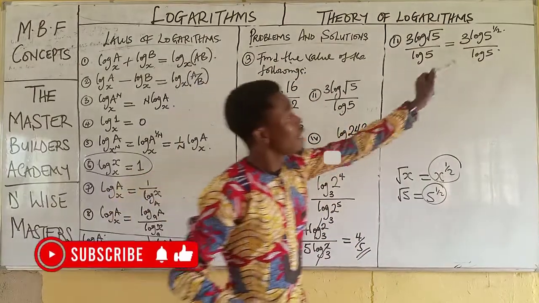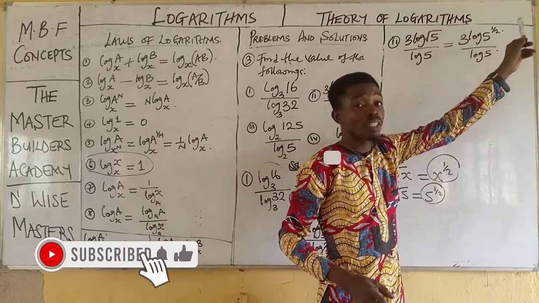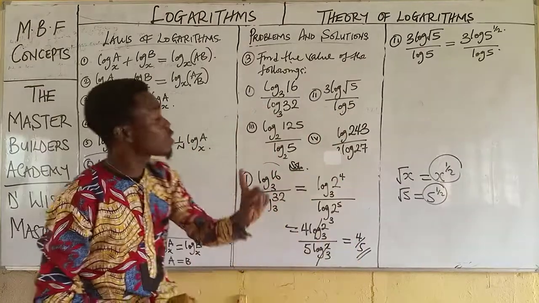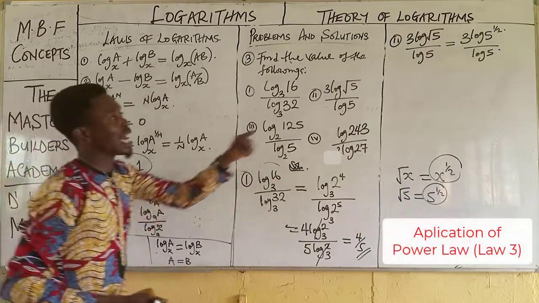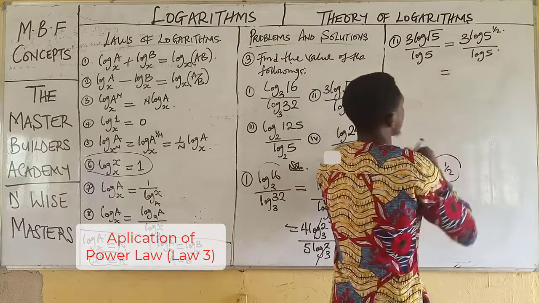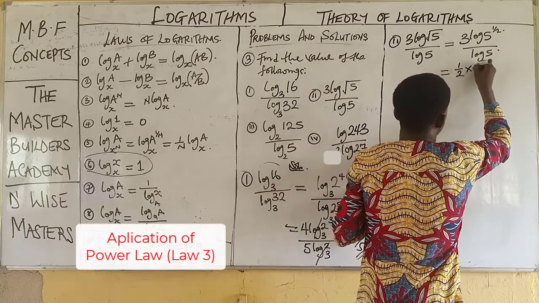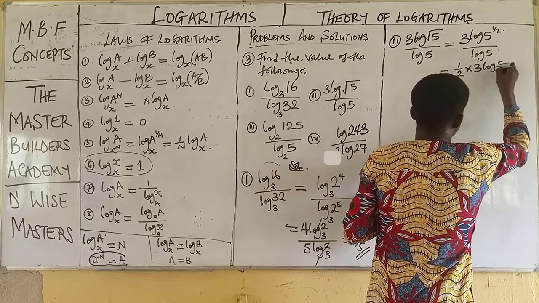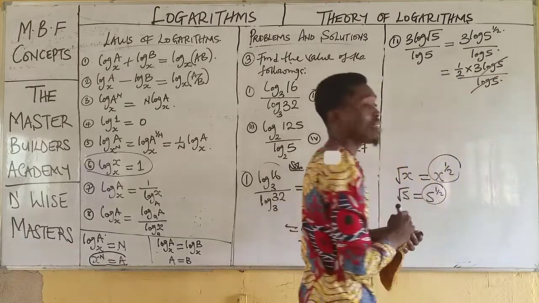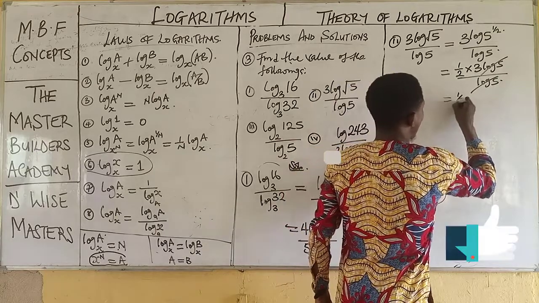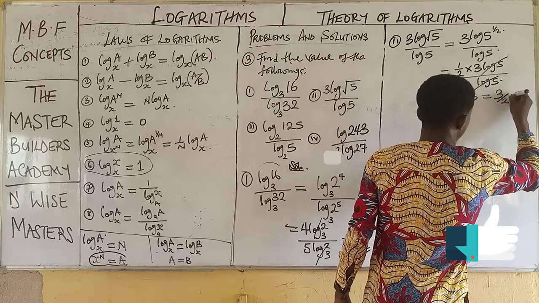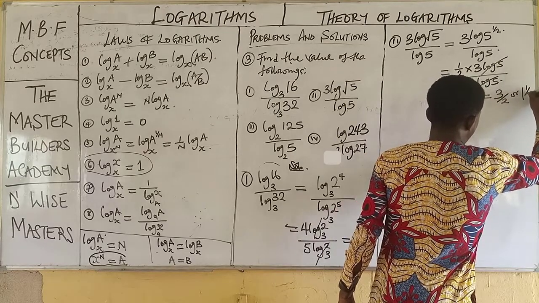Now, remember that at the numerator, the log 5 has a power. And we know that we can quickly make use of law number 3 to remove the power. And if we remove this power, automatically this would give us what? 1 over 2 multiplied by 3 log 5 over log 5. At this point, log 5 cancels log 5. And then we have 1 over 2 multiplied by 3. 1 over 2 multiplied by 3 is the same thing as 3 over 2, or 1 whole number, 1 over 2.